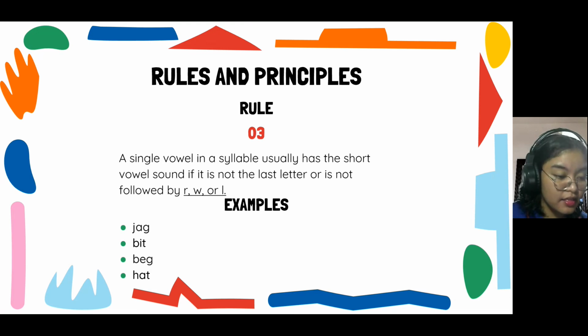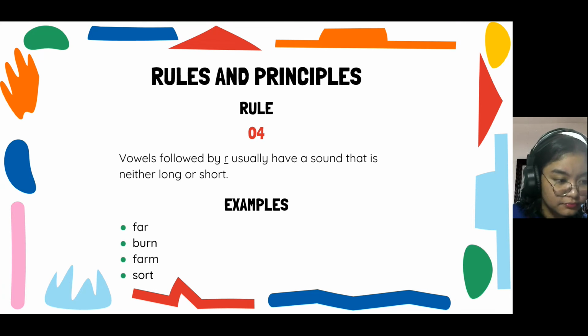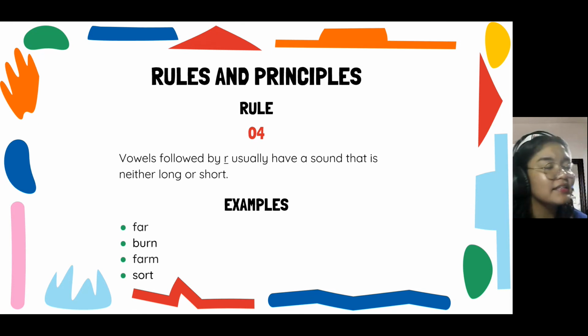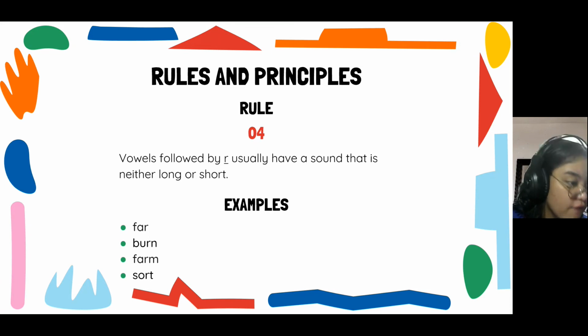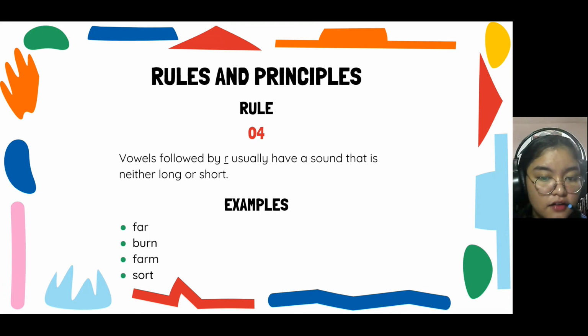And then in rule number 4, vowels followed by R usually have a sound that is neither long nor short. For example, far, burn, farm, or sort. We said in rule number 4, the vowels followed by a letter R could be either long or have a short sound.